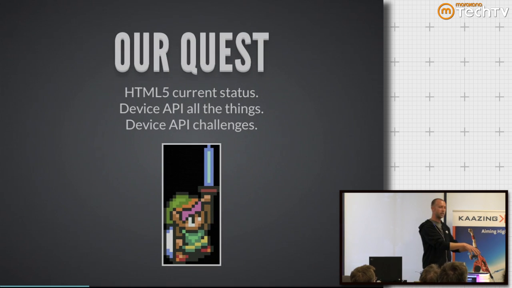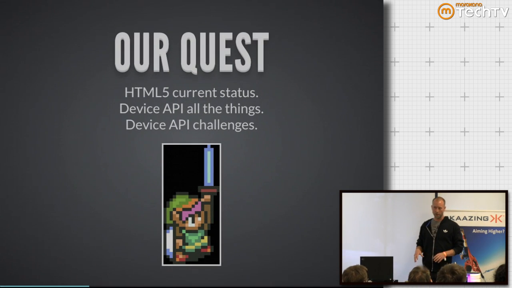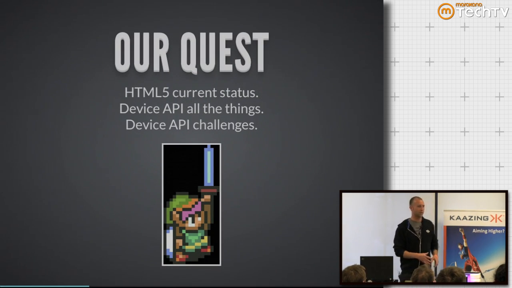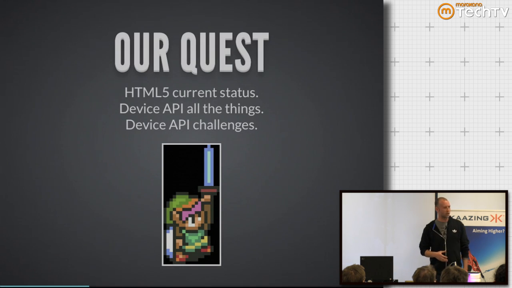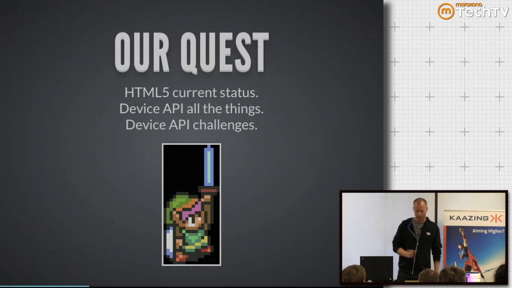So we're going to go through HTML5 very quickly, and I'm sure this audience is super familiar with it, but there might be things you're not. It's worth talking about. And then we're going to go through device APIs, which I feel are the next generation of APIs. And then we're going to talk about what's messed up about device APIs, because there's a lot of that too. And that's why it's not here yet.